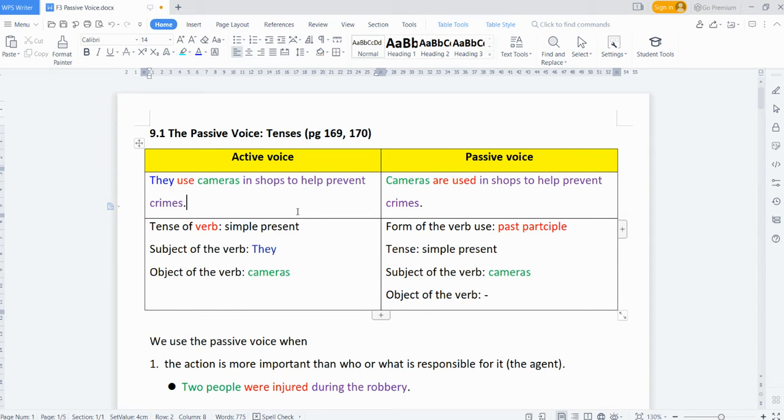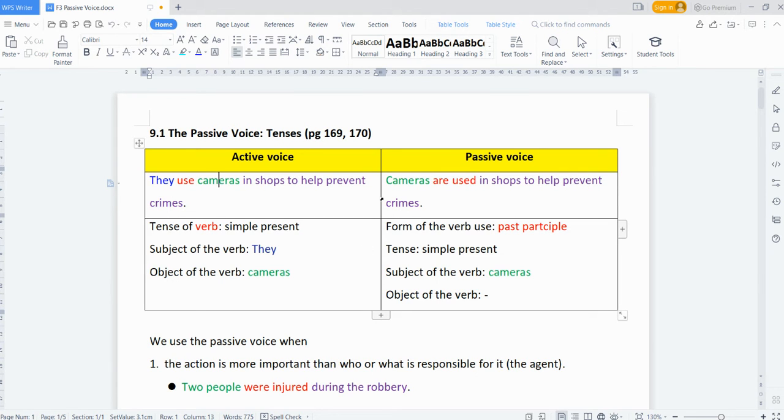Okay, we can see this sentence: they use cameras in shops to help prevent crimes. As you can see here, the blue word, they, is the subject of the sentence. Use is the verb. Cameras is the object. In shops to help prevent crimes is the complement of the sentence. The tense of the verb use is simple present, or you can say present simple. The subject is they, the object is the cameras.